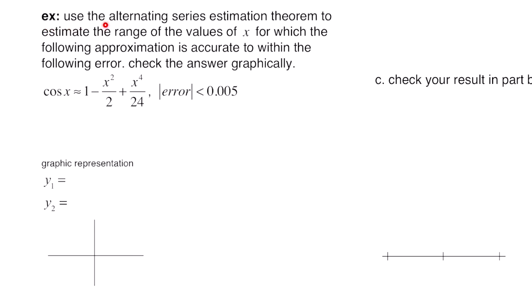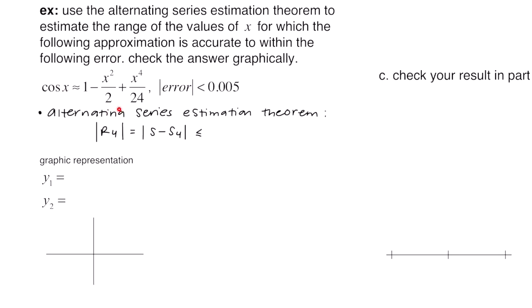This example says use the alternating series estimation theorem to estimate the range of the values of x for which the following approximation is accurate to within the following error. Check the answer graphically. So we have cosine of x is approximately equal to the fourth degree Taylor polynomial 1 minus x squared over 2 plus x to the fourth over 24. And we want to find a range of values of x such that the error of using this approximation is less than 0.005. So right now this Taylor polynomial has been taken out to degree 4.